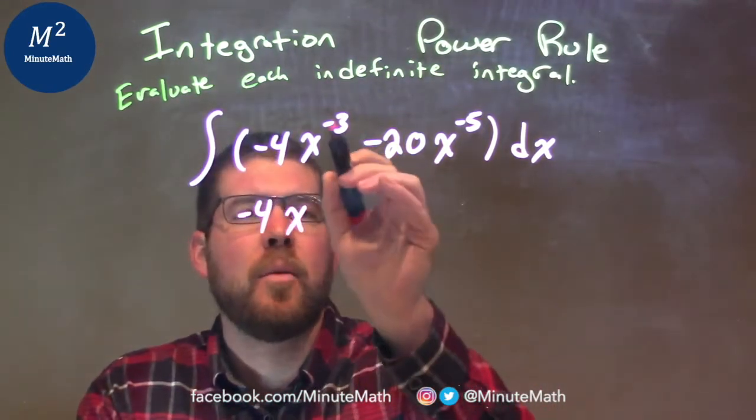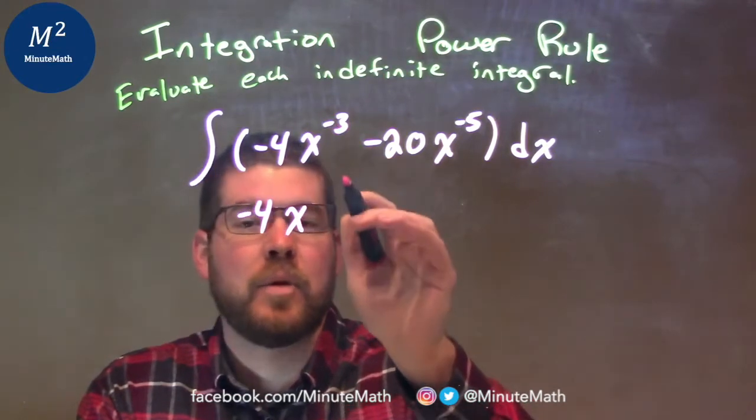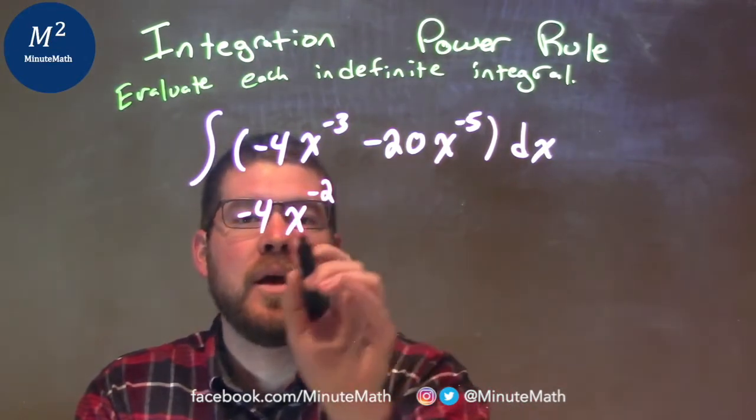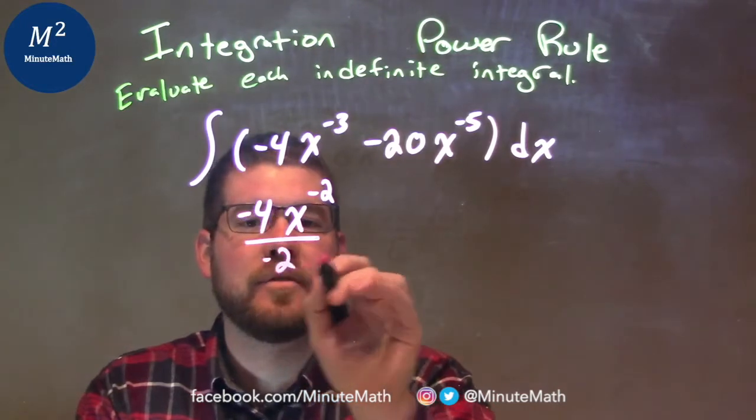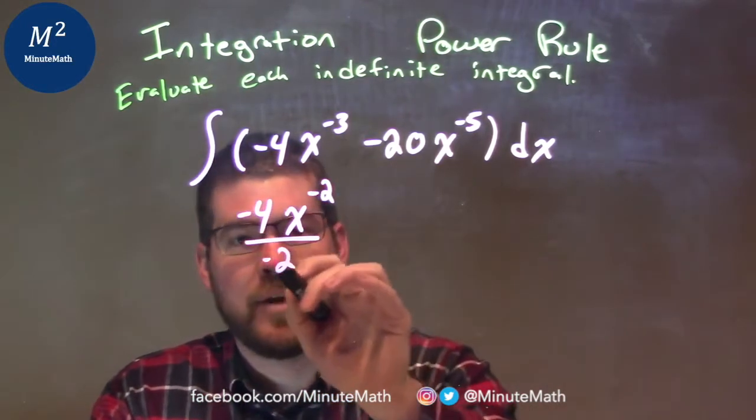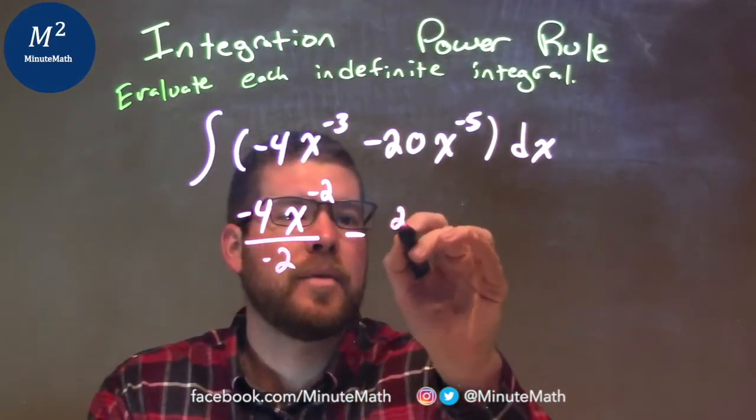We have the x. But we add the exponent by 1. Negative 3 plus 1 is a negative 2. I then divide that by a negative 2. Bring that same exponent down here. Minus, well, let's keep that 20.